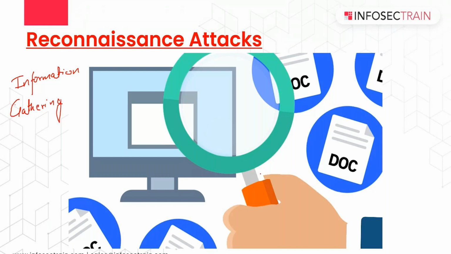And reconnaissance attacks, why do they happen? Why do you need information? You need information of the organization to attack further, right? Attackers use information gathering techniques to find out the IP address of the organization, right? What IP address ranges they are using internally, fully qualified domain names, right? So that they can perform the further attack, they can further find out what the things are.